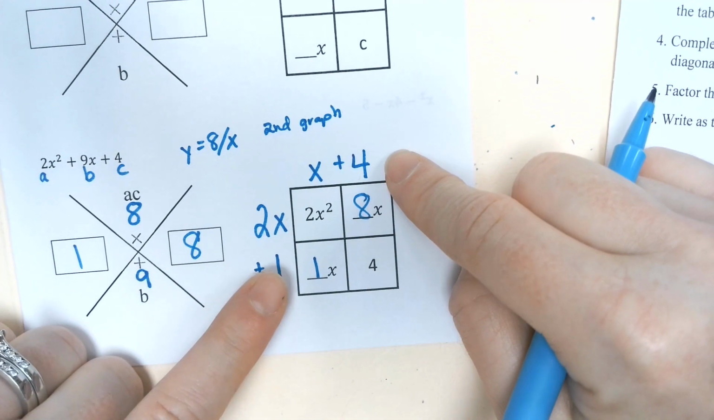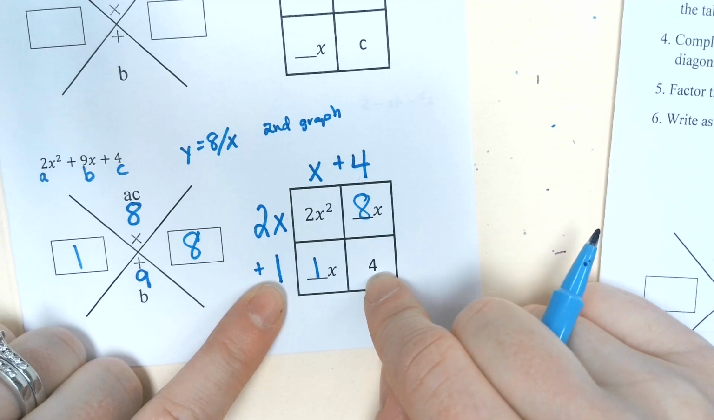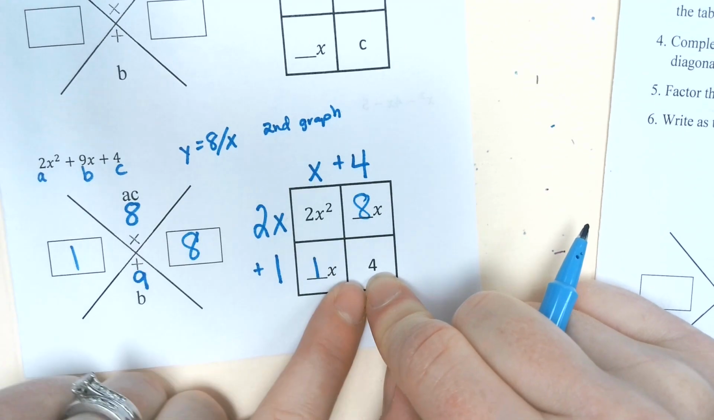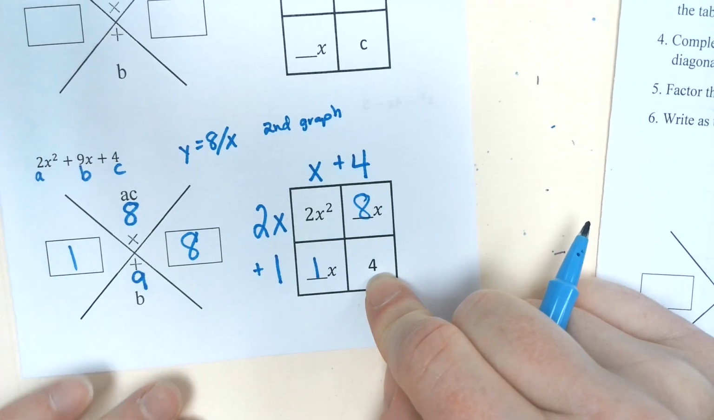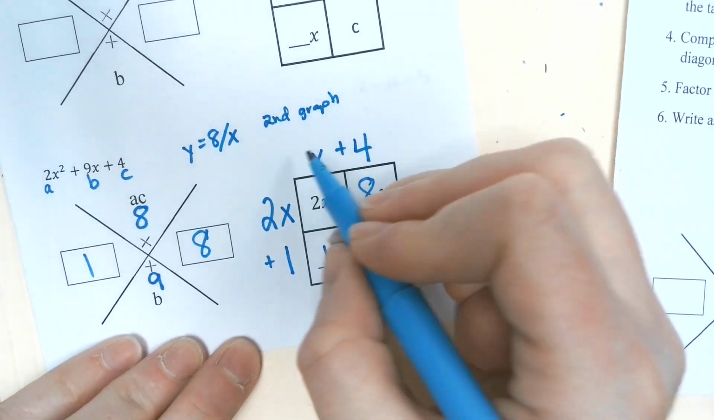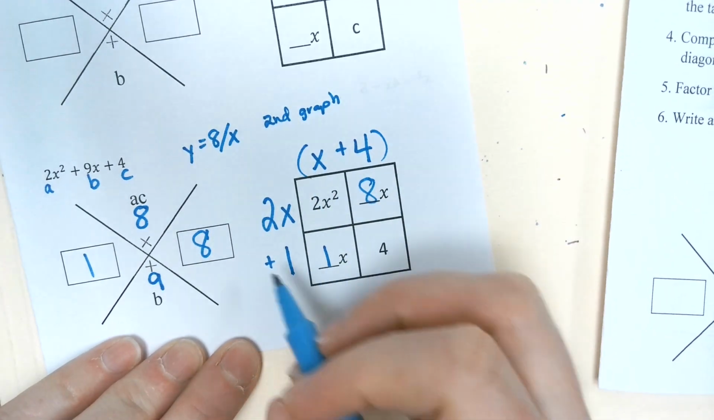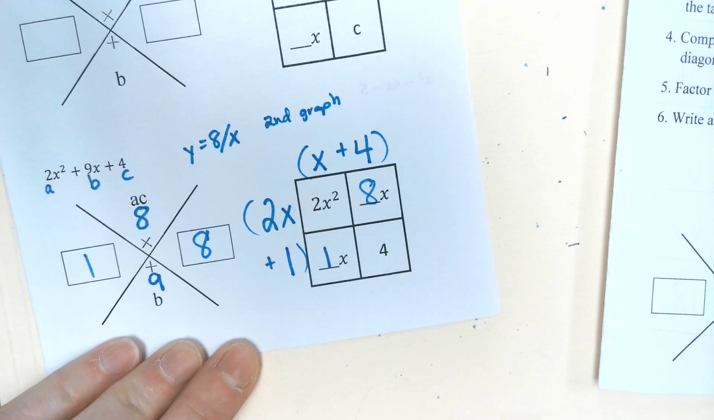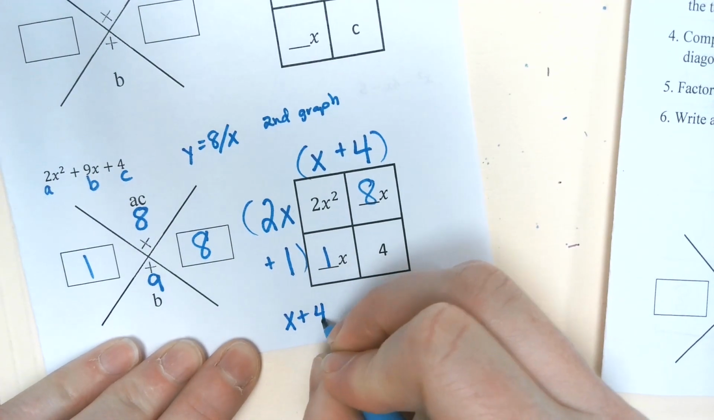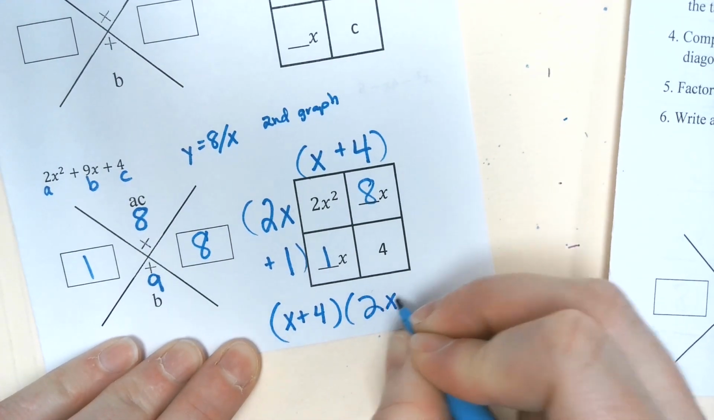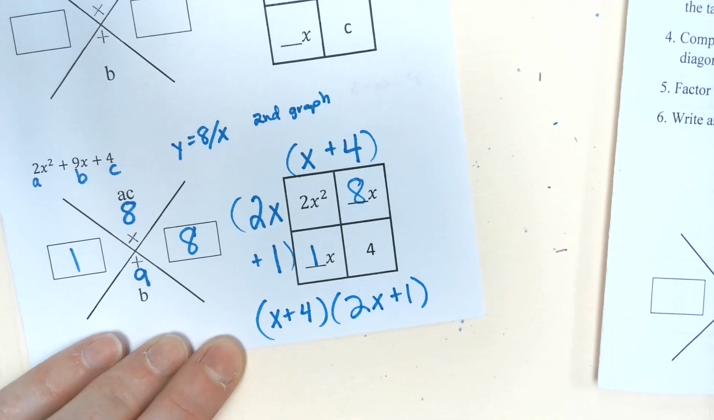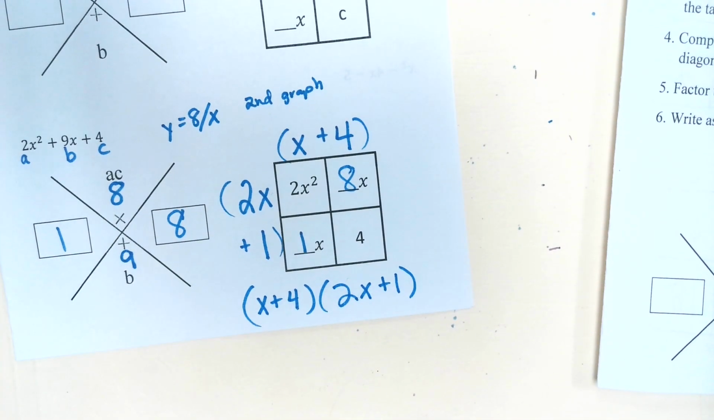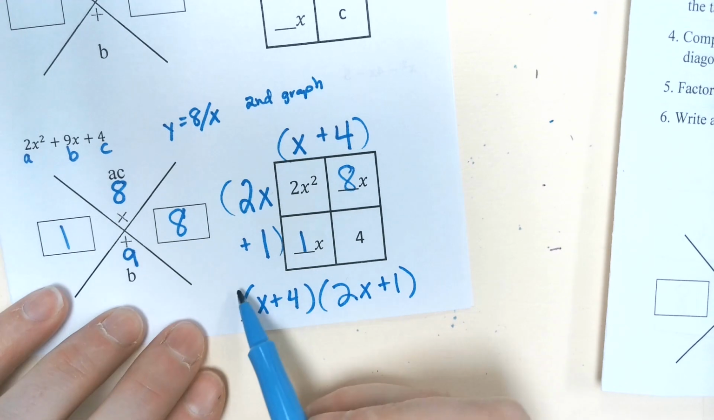So then the last thing you would check is, is this going to be 4? 1 times 4, does that equal 4? Yes. So our factored form is these two: x plus 4 with parentheses around it and 2x plus 1. This is the factored form. So put a box around it.